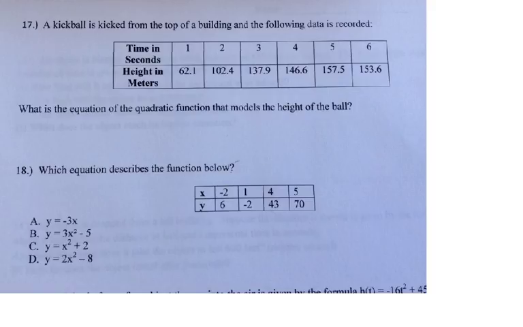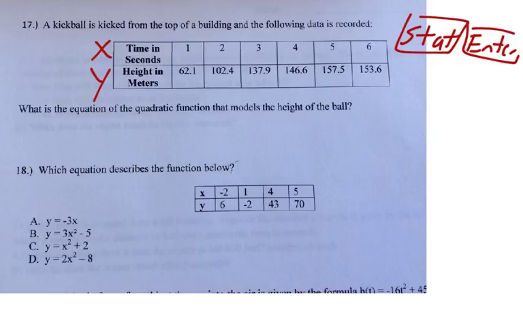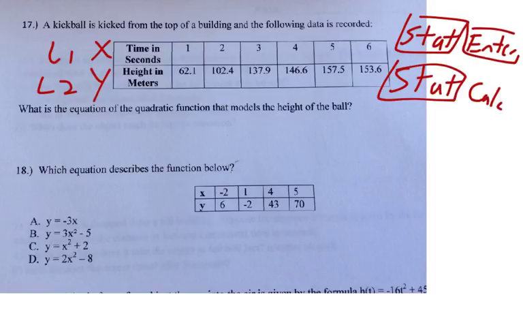A kickball is kicked from the top of the building. All right, so we have a bunch of data. Our time is x, our height is y. And if you recall from class, we did an activity just like this. And what we did was we typed in all the data under stat enter. So when we type that in, our L1 is our x, our L2 is our y. Type in all those guys. And then you want to type in stat calc quadratic regression. And that quadratic regression, I believe, is number 5. So stat calc 5. Then make sure you hit enter.